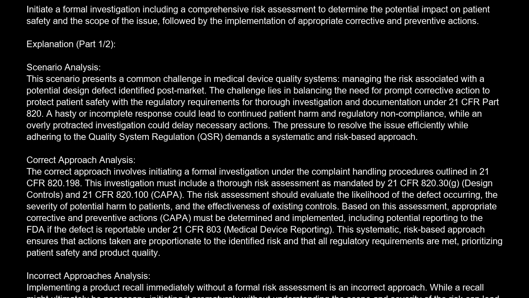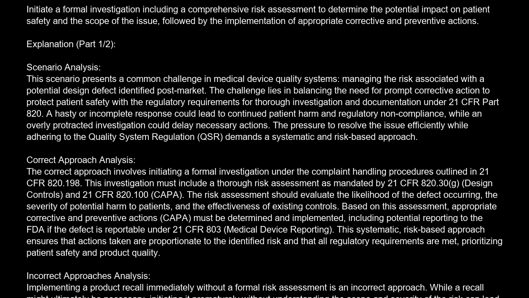Correct approach analysis. The correct approach involves initiating a formal investigation under the complaint handling procedures outlined in 21 CFR 820.198. This investigation must include a thorough risk assessment as mandated by 21 CFR 820.30(g), design controls, and 21 CFR 820.100, CAPA. The risk assessment should evaluate the likelihood of the defect occurring, the severity of potential harm to patients, and the effectiveness of existing controls.